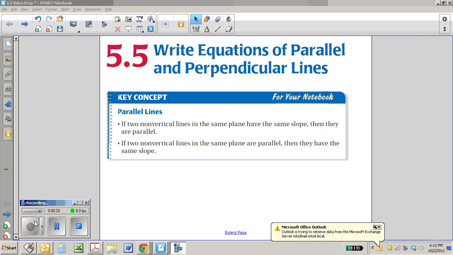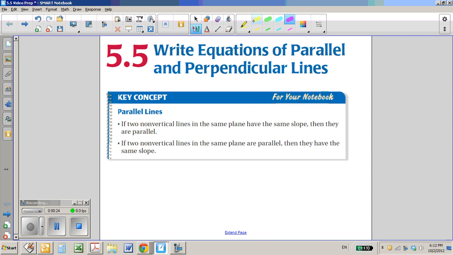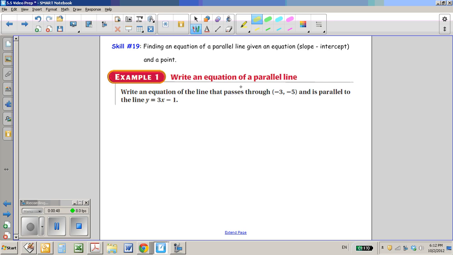So this is from your textbook, and this is something that you're going to see in geometry, and you need to know that if two lines have the same slope, then they are parallel. And it also works backwards, where if they are parallel, then they must have the same slope. So the key thing that I need you guys to understand is that two parallel lines have the same slope. So you would be using the same exact slope. Okay.